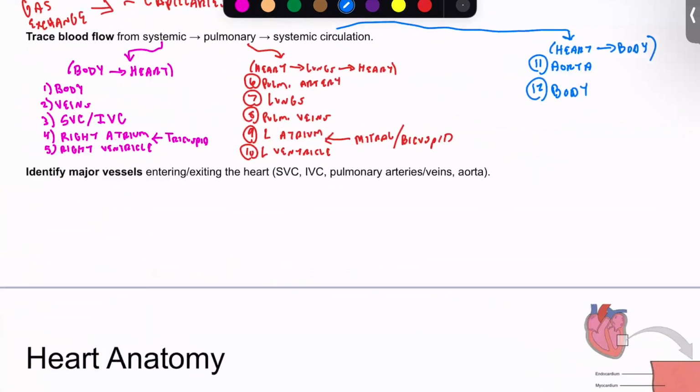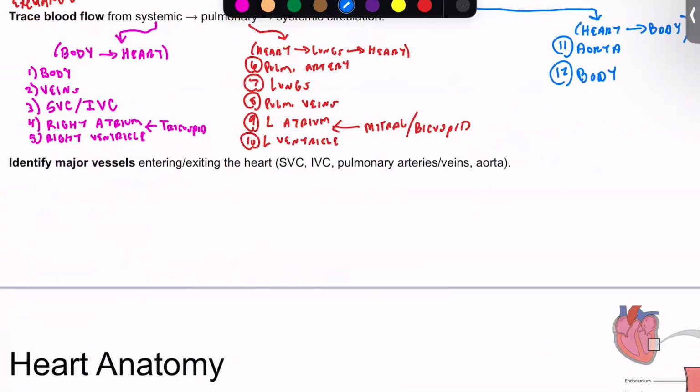And then we're going to identify any major vessels that are entering or exiting the heart. So we already talked about the superior and inferior vena cava. So these are putting deoxygenated blood in the right atrium. So the superior vena cava drains blood from our upper half of our body. Inferior vena cava drains blood from the lower half of our body. But all that blood ends up meeting back into the right atrium.